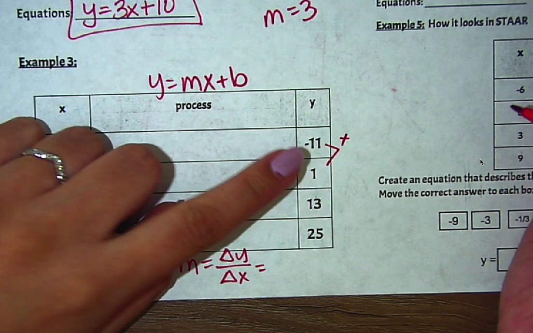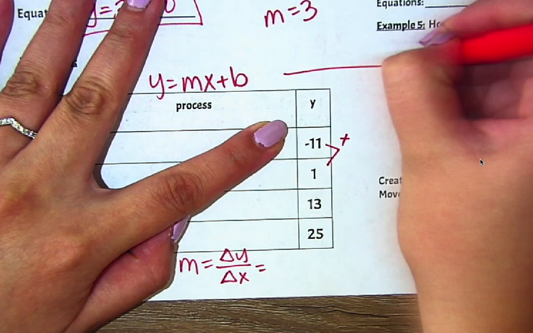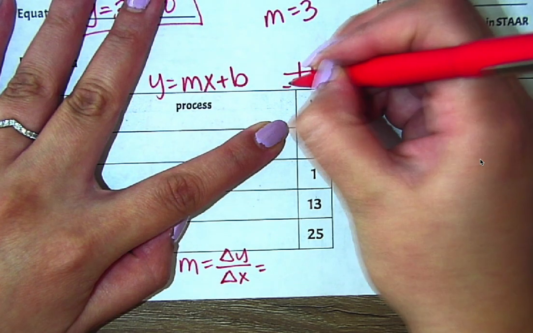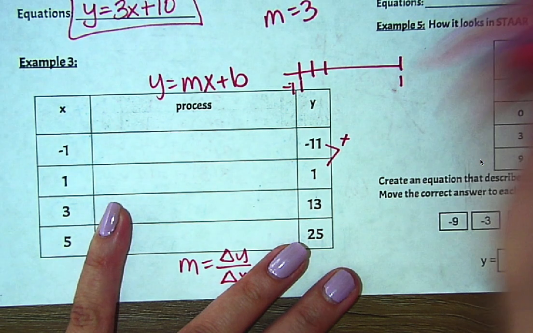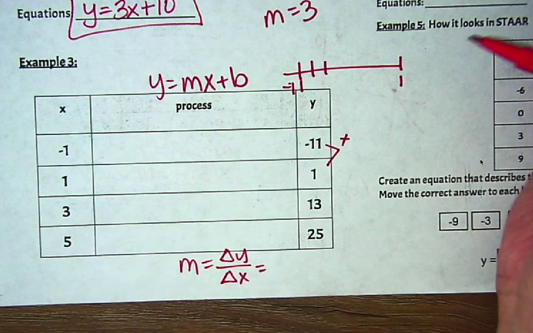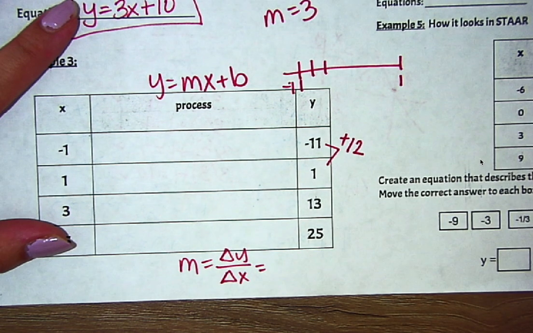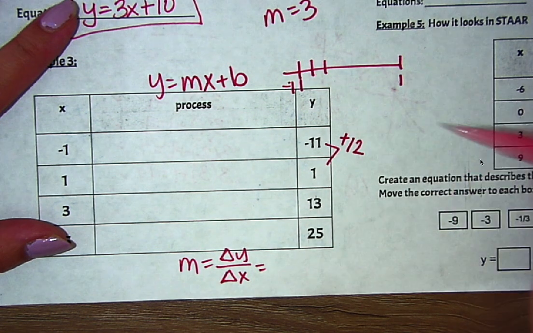Now I'm going to have to see how many times it takes me to get to number 1. If you need to, do a number line. Start at a negative 11, and you have to go all the way to number 1. You're going to count how many times it takes. Okay. It should take 12. From negative 11 to 1 is plus, you're adding 12.